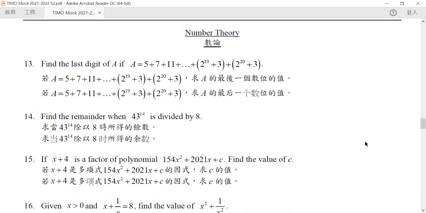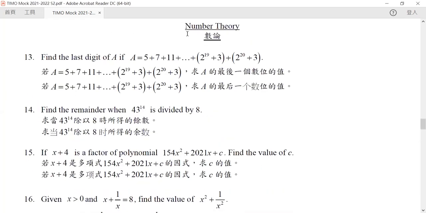Okay, so let's go to the next section, which is number theory. The first question is difficult. Find the last digit of A if this is true. Now let me rewrite this. We know that A is the sum of all this part. Let me rewrite this part in the following form.